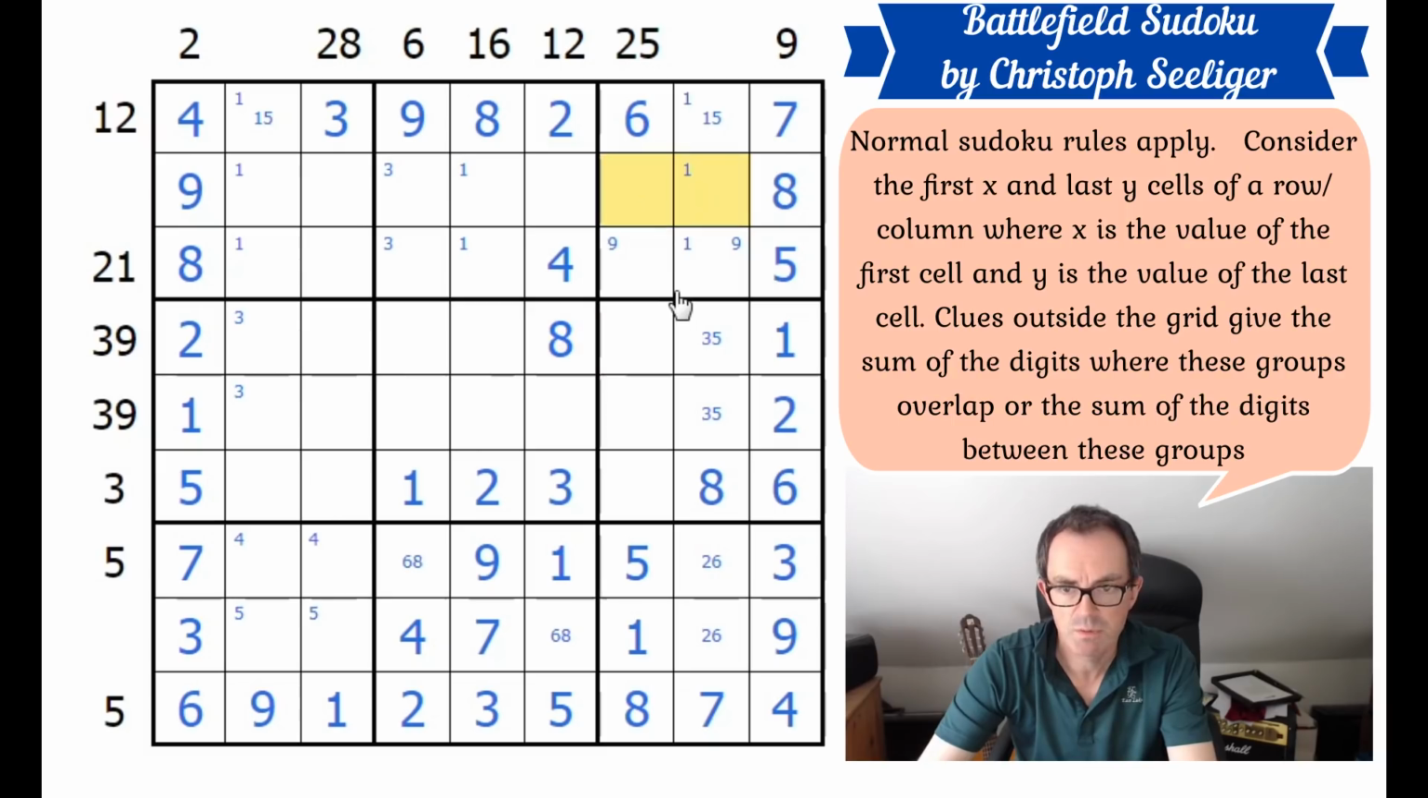One of these 2 squares has to be a 4 now. The 8 here fixes the 6 at the bottom. These 2 squares have got to be 7 and 9. There's a 9 there. 7, 9.